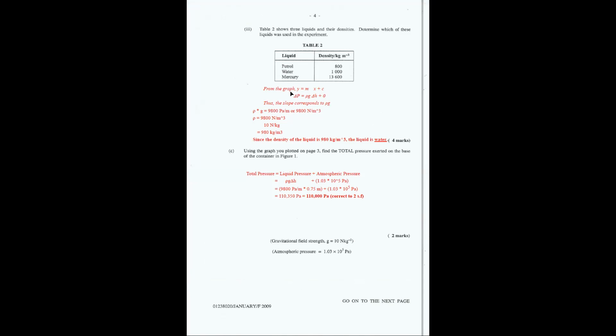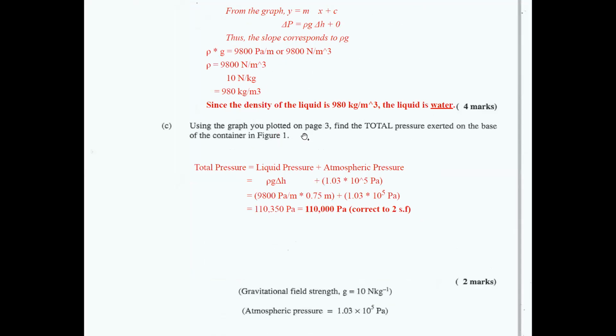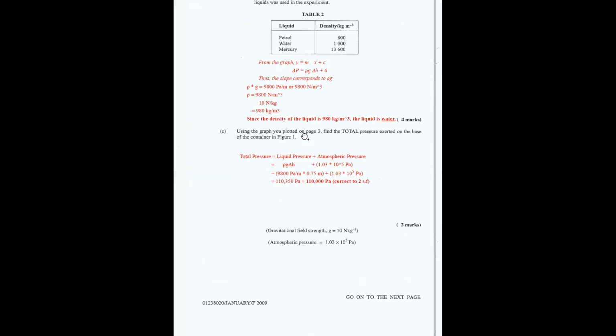Now, the next question says that they have given the densities of 3 liquids, and you are to find or tell which of these liquids were used in the experiment. So what we have now is that the graph gives us a straight line, and we know that the equation of a straight line is y is equal to mx plus c. The intercept in this case is 0.